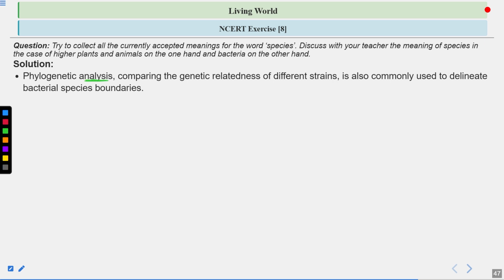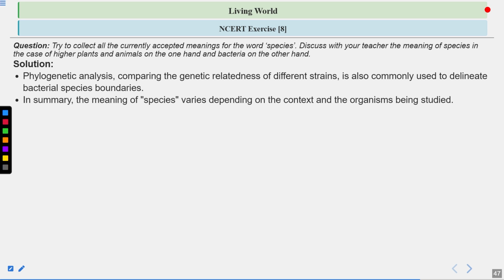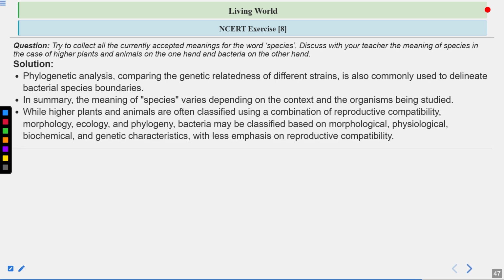Now, phylogenetic analysis, okay, means evolutionary analysis. This is based on comparing the genetic relatedness of different strains, how they are genetically related, and is also commonly used to delineate bacterial species. Okay, so we are using everything to define bacterial species except reproductive compatibility. So in summary, the meaning of species varies depending on the context and the organism being studied. If you are studying higher plants and animals, then you take reproductive compatibility into consideration. If you are talking about lower organisms like bacteria, you are not. While higher plants and animals are often classified using a combination of reproductive compatibility, morphology, ecology, and physiology, bacteria may be classified based on morphological, physiological, biochemical, and genetic characteristics, while less emphasis is given to reproductive compatibility.